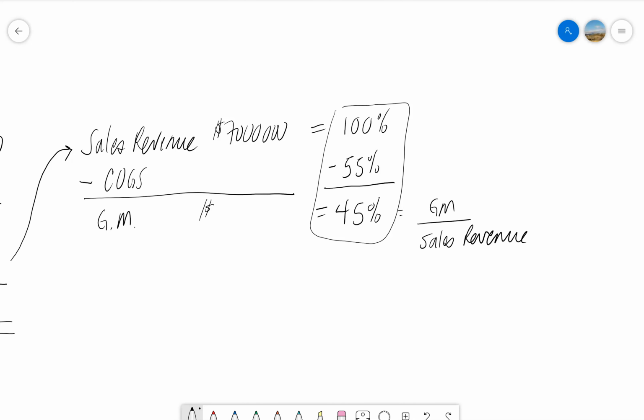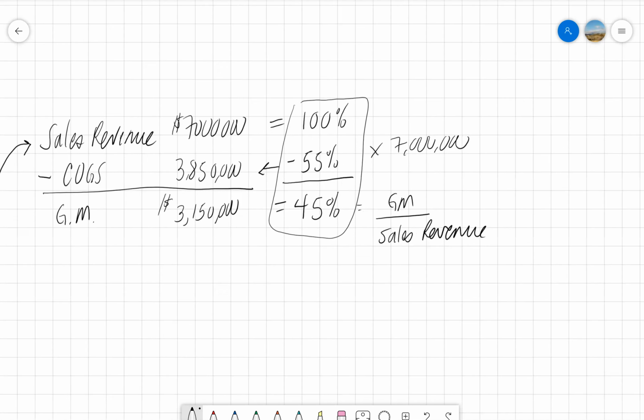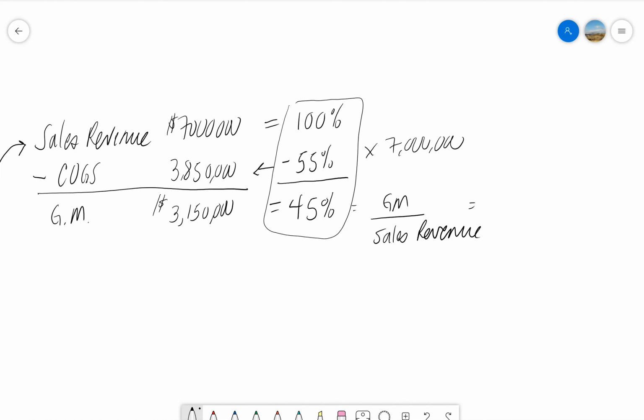So all we're going to do is use these ratios to figure out what these missing dollar amounts are. If our sales revenue represents 100%, then 55% of 7 million would represent our cost of goods sold. That's going to be 3,850,000. And the remaining 45% is going to be our gross margin, 3,150,000. Now, remember that gross margin percentage is gross margin divided by sales revenue. Now that we know our gross margin is 3,150,000, if we divide it by our sales revenue of 7 million, that's going to give us our 45%.